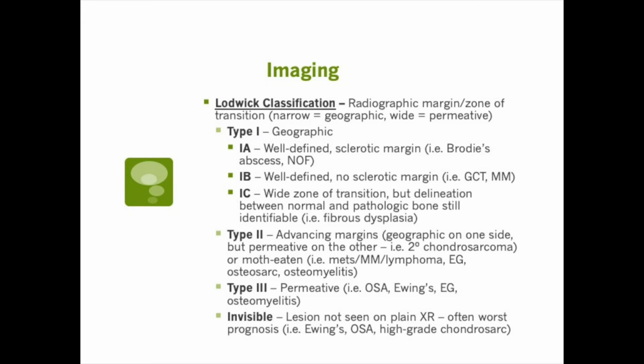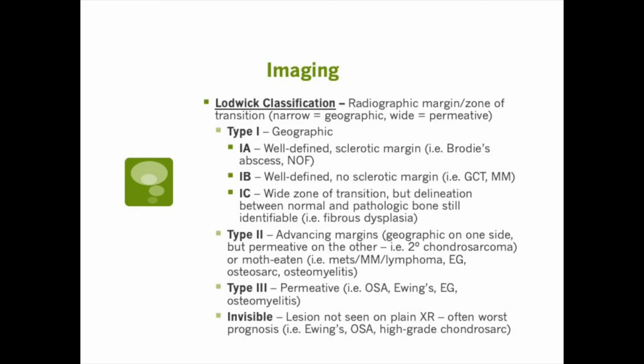The final margin is what's known as the invisible margin. So it's not even seen on the x-ray. There's no periosteal reaction, no obvious bone destruction or bone lesion. And then you get an MRI and lo and behold, there's a huge tumor in there. Invisible margins tend to be bad. Ewing sarcoma is the classic one for creating this type of phenomenon.